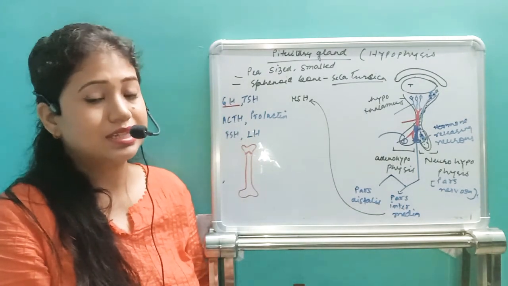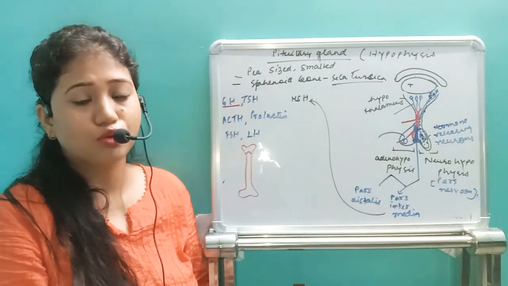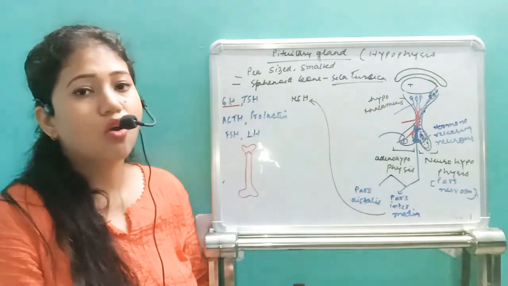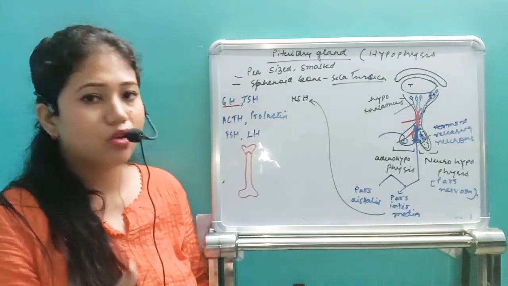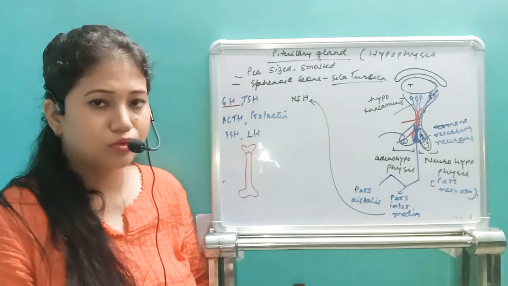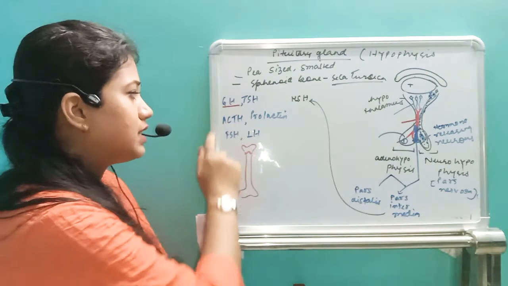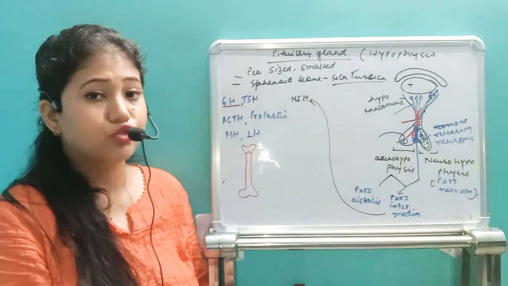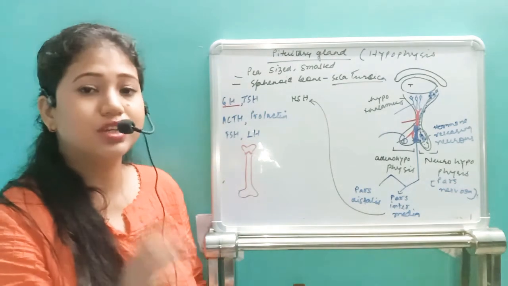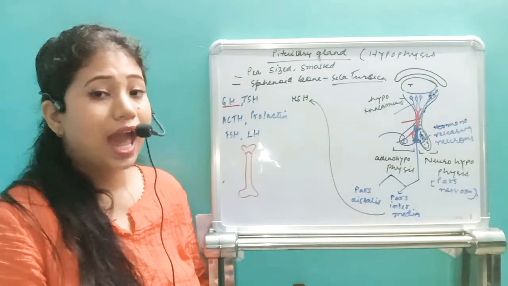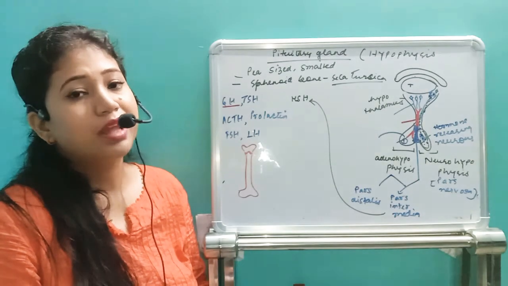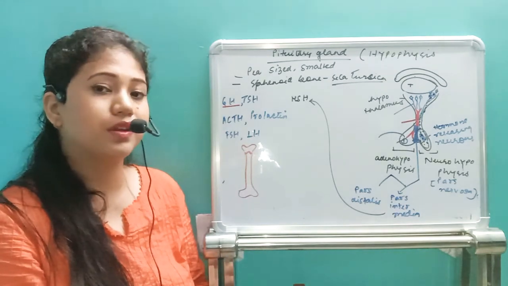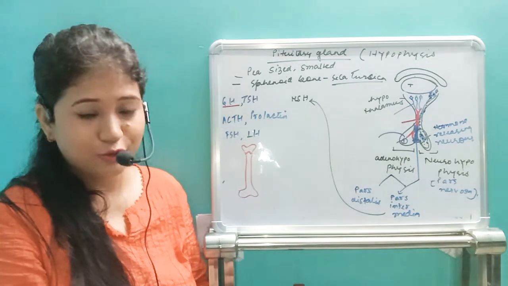Next one is TSH. TSH stands for thyroid stimulating hormone. This thyroid stimulating hormone will stimulate the thyroid gland to secrete its hormones. If the thyroid stimulating hormone is not released, the thyroid gland cannot release its hormone. Okay. Next one, ACTH. ACTH stands for adrenocorticotrophic hormone. Adrenocorticotrophic hormone will stimulate the adrenal gland, but not the whole adrenal gland. The adrenal gland has two parts: one is the cortex part and then the medulla part. Only the cortex part will be stimulated by adrenocorticotrophic hormone.